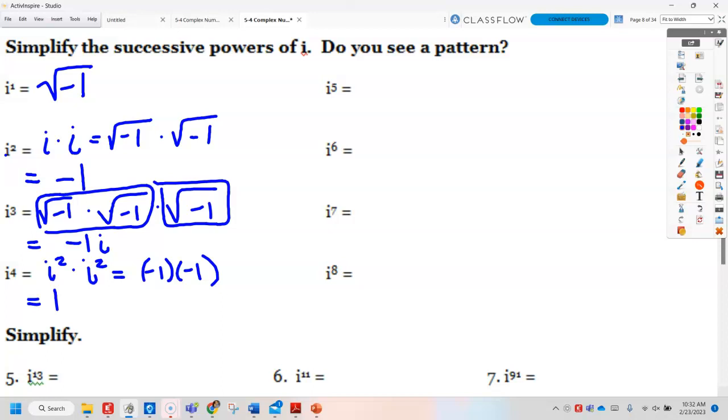Powers of i have a pattern of 4. So if you investigated i to the fifth, that'd be i's 5 times, which would be i to the fourth times a single i. I to the fourth is equal to 1. 1 times i is going to equal i.